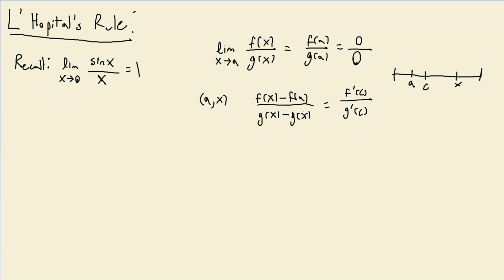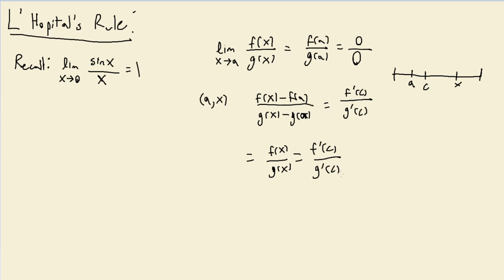One thing to realize here, and I made a mistake here, this should be g of a, not g of x, but we'd have f of x minus f of a over g of x minus g of a. We know that f of a and g of a are both equal to 0. And so this is going to be equal to f of x over g of x, which is equal to f prime of some point c on the interval between a and x over g prime of that same point c.